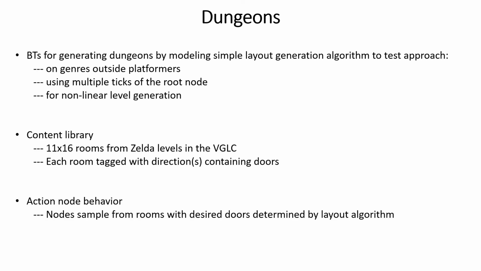So for this case, the content library consisted of rooms extracted from the Zelda levels in the VGLC. And then each room was tagged with the directions in which it contained doors, and the action nodes then sampled a room from the set of rooms that had doors in the desired directions as determined by a simple layout algorithm, details of which were given in the paper.